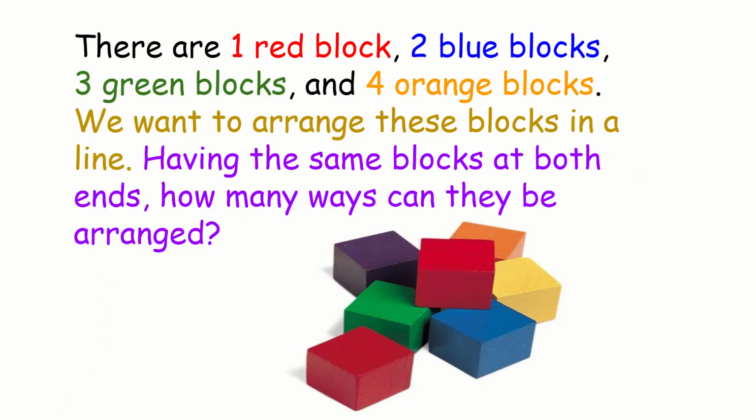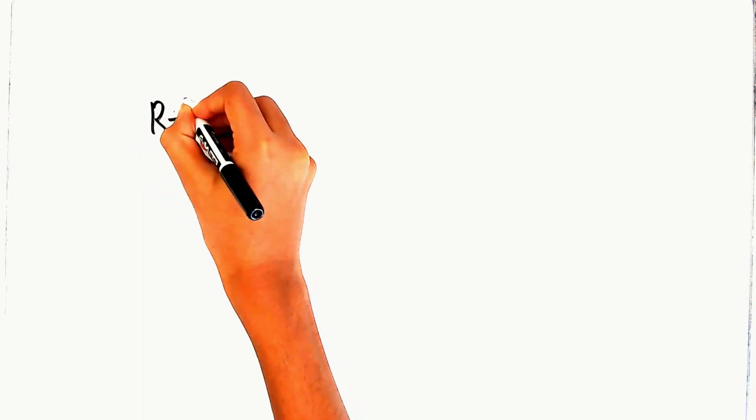So the problem is there are 1 red block, 2 blue blocks, 3 green blocks, and 4 orange blocks. We want to arrange these blocks in a line, having the same blocks at both ends. How many ways can they be arranged? Let's find out!